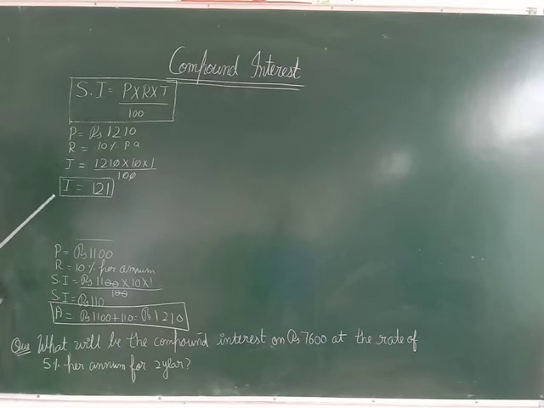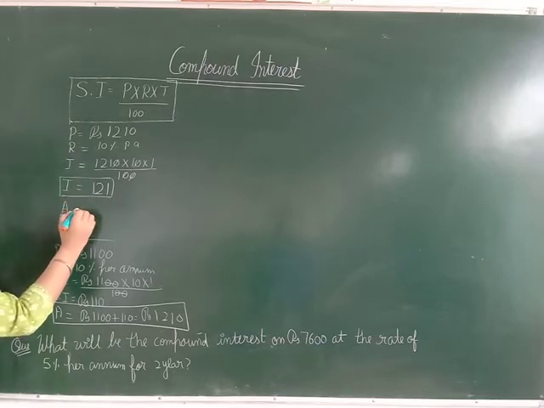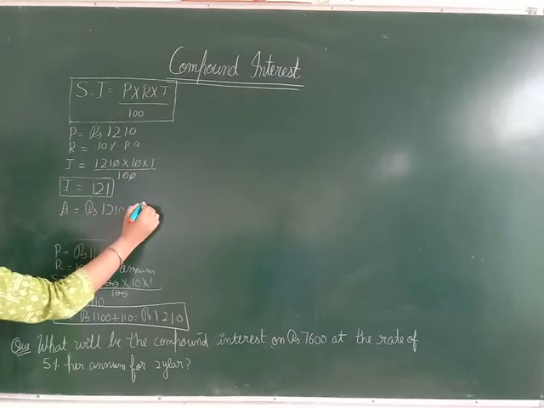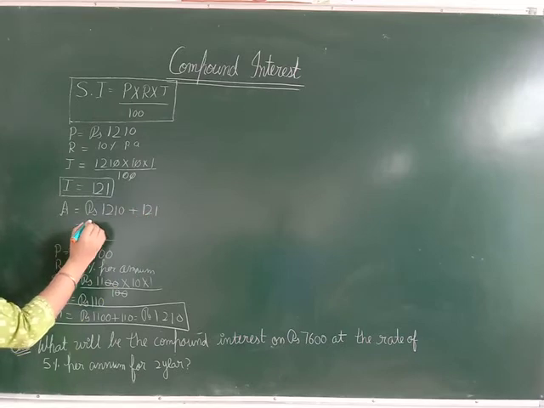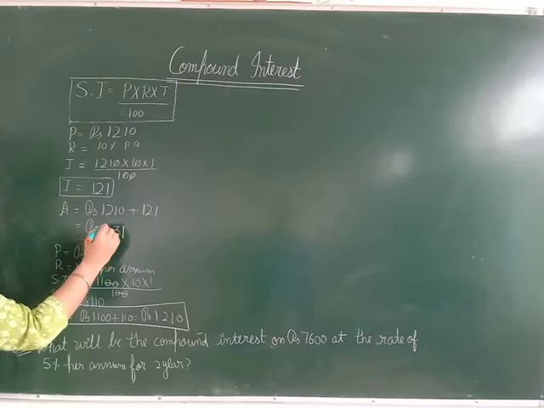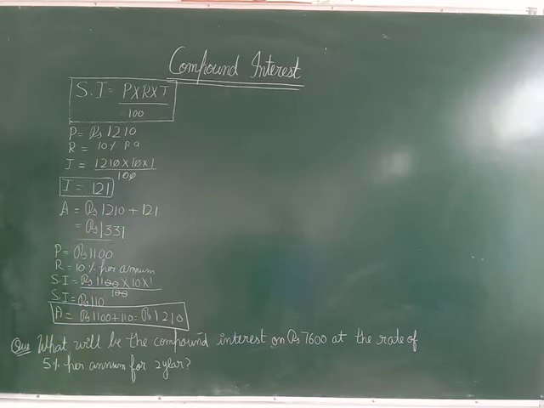So the total amount that you have to pay after 3 years becomes rupees 1210 plus 121. Now add this, you will get 1, it becomes 3, 3, 1. So the amount that you have to pay in the end, in case of compound interest, becomes 1331. This is the difference in compound interest.